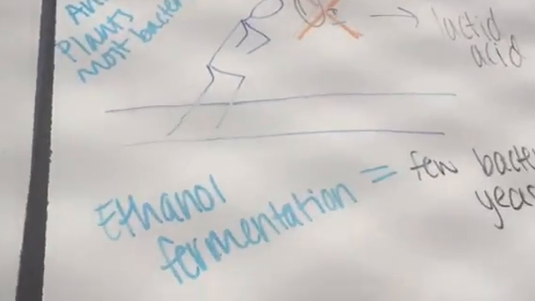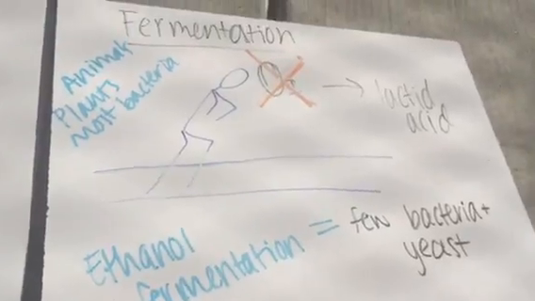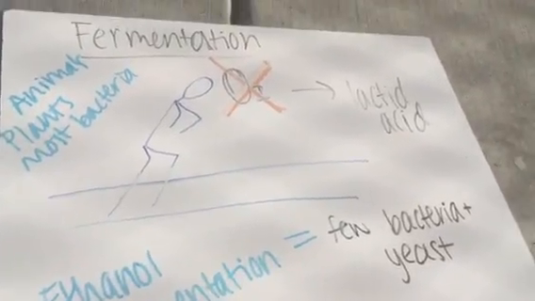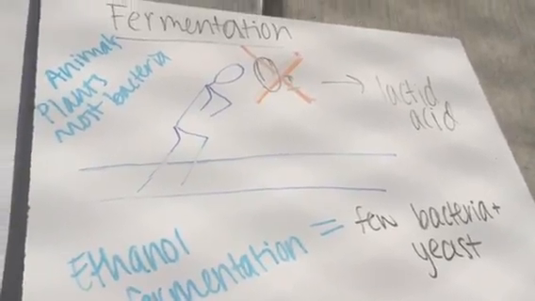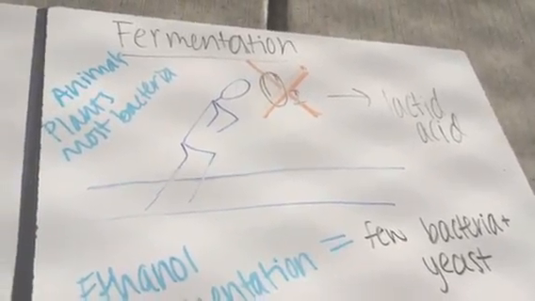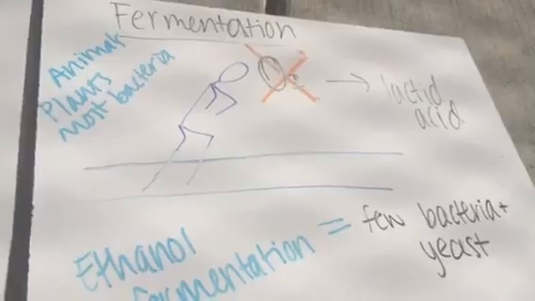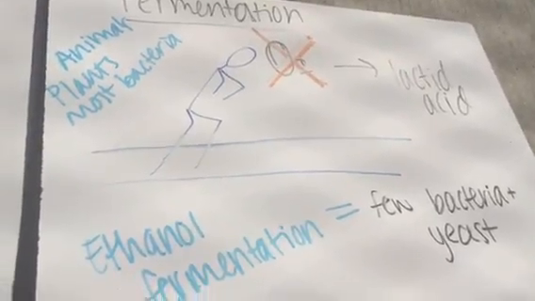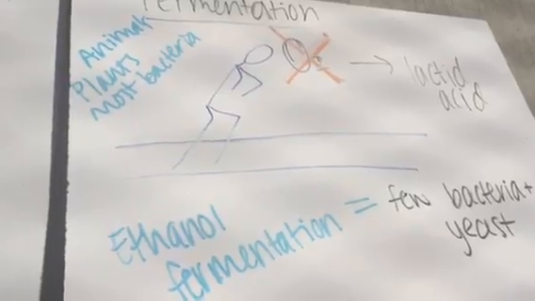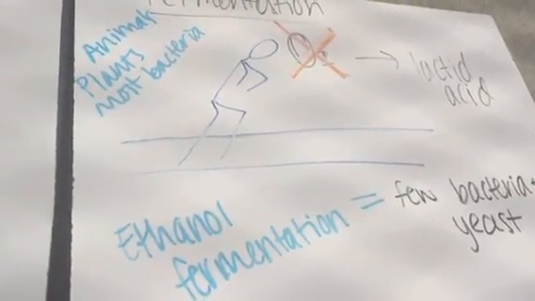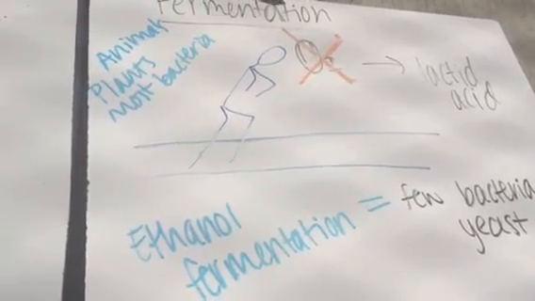Now, if a cell can't respire aerobically and does so anaerobically, fermentation occurs. And in this process, the supply of oxygen cannot keep up with the demand of ATP, which results in a buildup of, if it's lactate fermentation, lactic acid, and that's the fatigue and the muscle pain that we feel when we run.